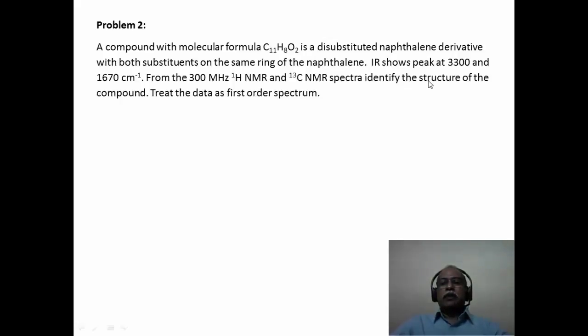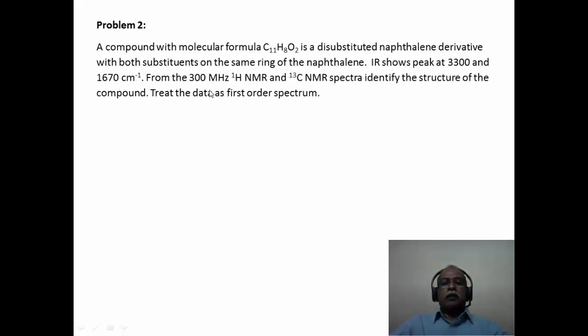The IR shows peaks at 3300 inverse centimeter and 1617 inverse centimeter. This would indicate that there is an OH kind of a hydrogen, which one can confirm both in the IR spectrum, 3300 inverse centimeter, and by looking at the NMR spectrum to see whether there are exchangeable hydrogens. 1670 of course would mean that it is an alpha beta unsaturated carbonyl system. This is a very characteristic region for an alpha beta unsaturated carbonyl system.